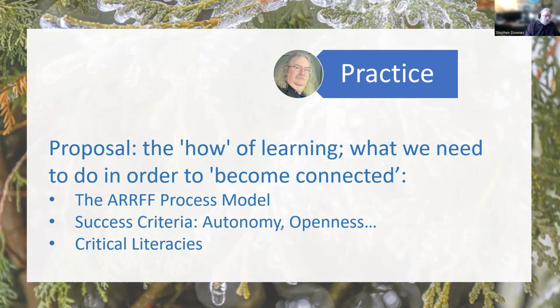I'll talk about what I call the ARF process model: aggregate, remix, repurpose, feed forward. I'll talk about success criteria, how we know we've developed a network that will be successful in learning. And I'll talk a bit about the critical literacies, the skills and the capacities that we are looking toward as both ways of becoming better learners and as indicators that we have become better learners.